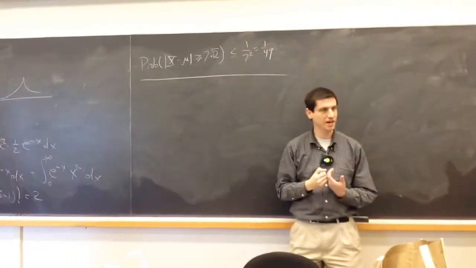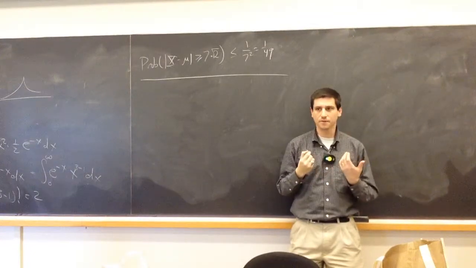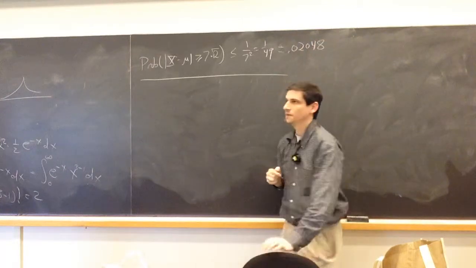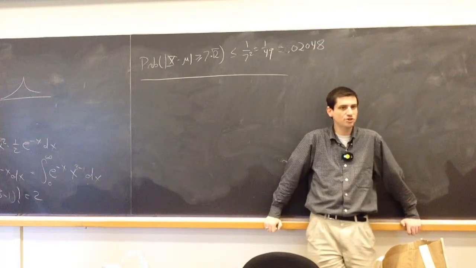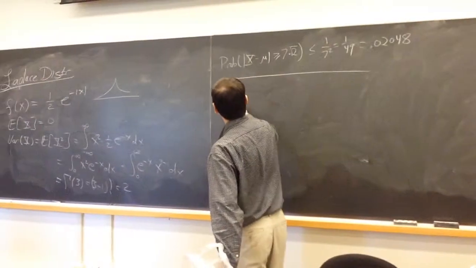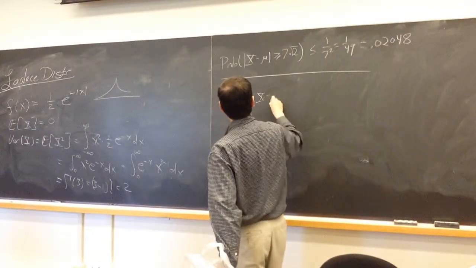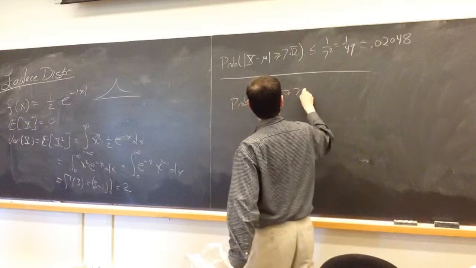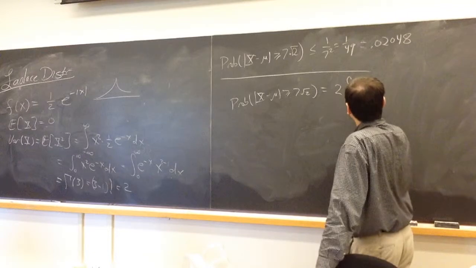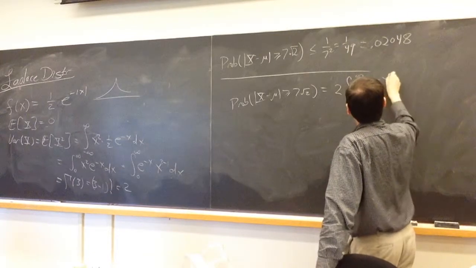So while somebody's getting that, 0.02048. Excellent. Do you think Chebyshev did a good job or not? How can we tell if it did a good job? What could we do? Let's see what it actually is, right? The probability that x minus mu is greater than or equal to 7 square roots of 2, it's just going to be by symmetry. I integrate 2, and then I'll go 7 square roots of 2 to infinity, e to the minus x dx.